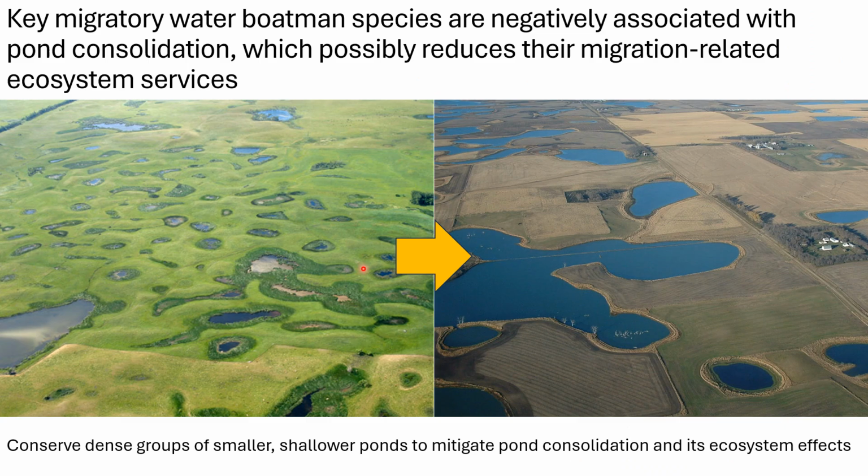So our results suggest that key migratory water boatman species are negatively associated with, and negatively affected by, pond consolidation, which possibly reduces the migration-related ecosystem services that these water boatman species can provide. So this has implications for wetland conservation and wetland loss mitigation in the Prairie Pothole region. And our main recommendation is that we conserve these dense groups of smaller, shallower ponds to mitigate pond consolidation and the effects it has on the ecosystem and water boatman communities. Thank you for listening.